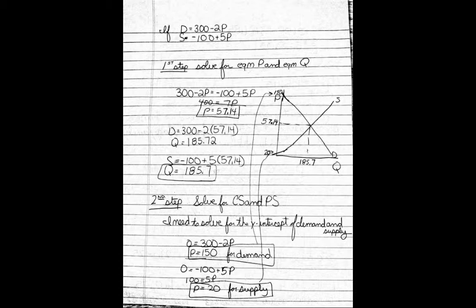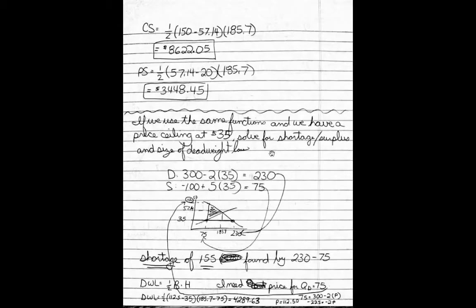To do that, I need to solve for the y-intercept of the demand curve for the consumer surplus, and the y-intercept of the supply curve to find the producer surplus. So I'm setting quantity equal to 0 in the demand function, and I'm finding that p equals 150. That would then appear way up here. Then substituting 0 for the quantity in the supply function gets me 20. You'll notice here I have a non-zero y-intercept. This is a little bit of a deviation from what we've done in class.